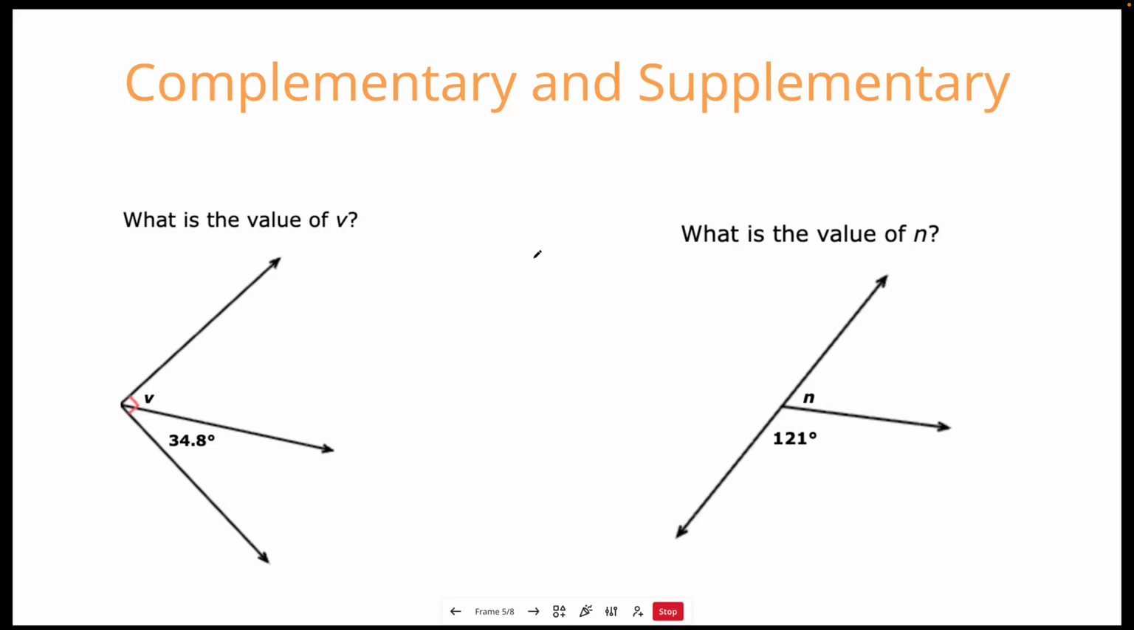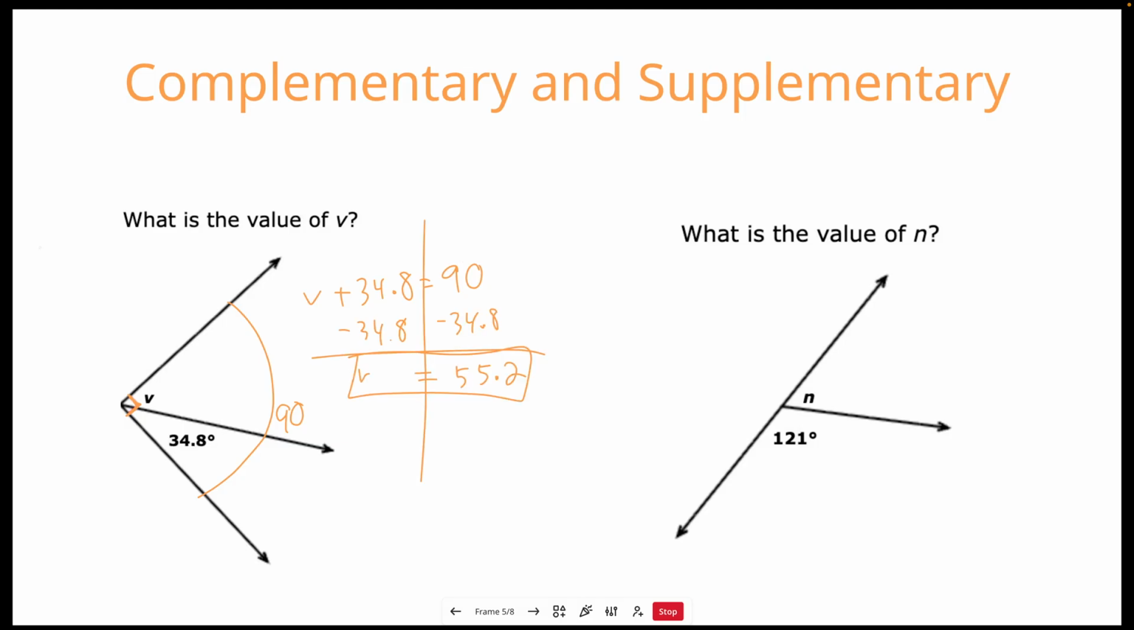All right, complementary and supplementary. For this problem on the left, remember that the red half square, if you see it in a drawing, just means that there's a right angle, a 90 degree angle. And what that tells me is that this angle plus this angle has to be 90 degrees. So v plus 34.8 has to equal 90. If we solve that, we get v equals 55.2.